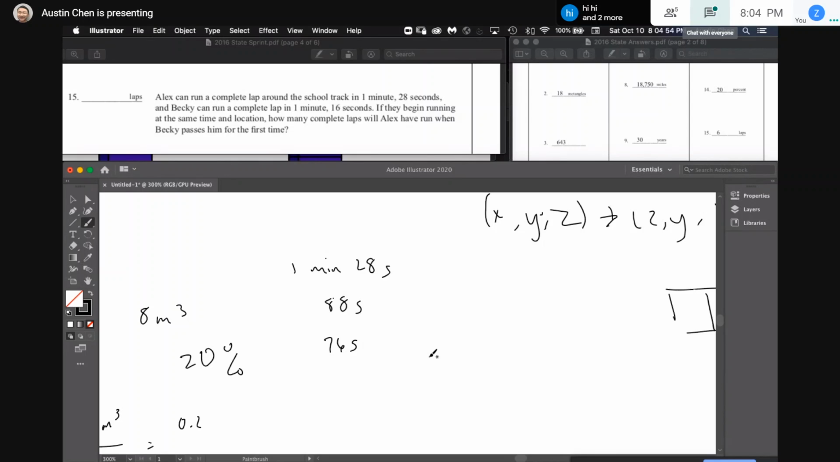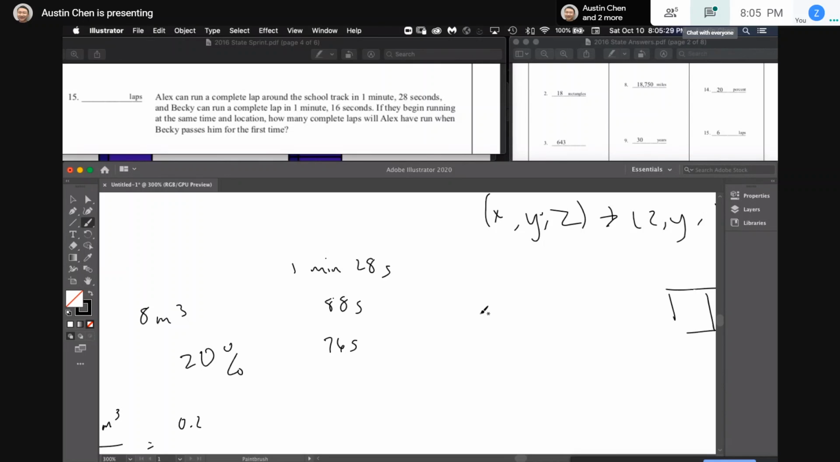So okay, when they pass for the first time, Becky is faster than Alex, right? Because she runs a lap in a smaller amount of time. So when they pass for the first time, that's going to be when Becky has run exactly one more lap than Alex has. Because then they would overlap, right? And then she would pass him.